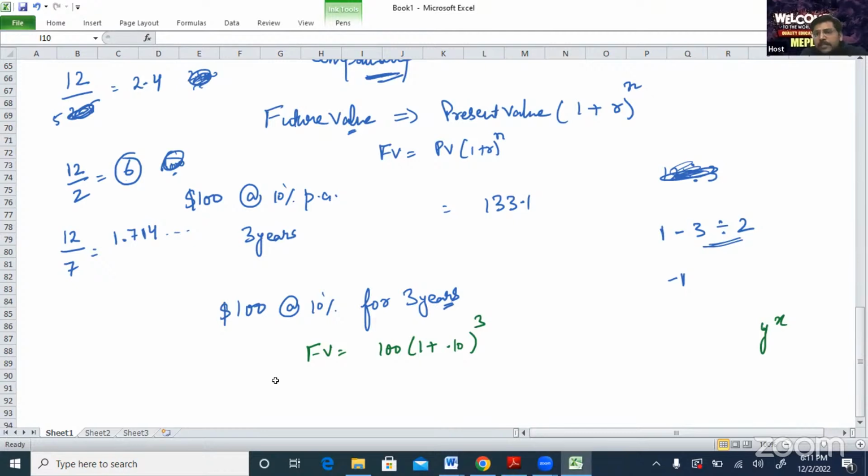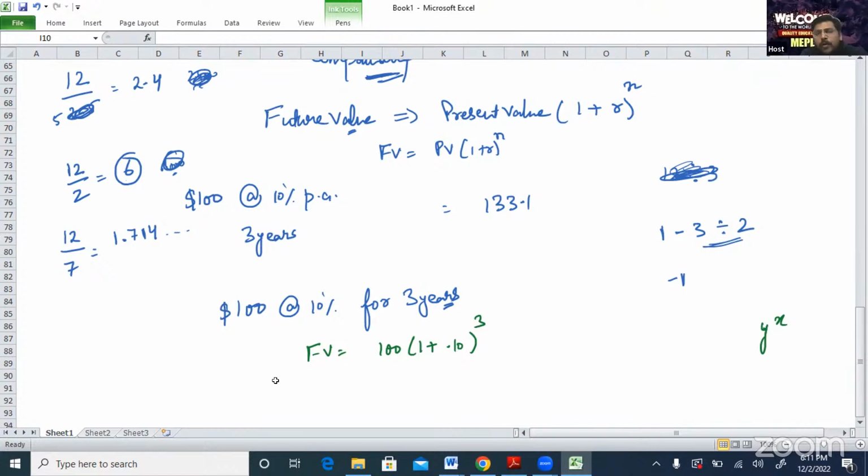Now this is 10%. Although this is 10%, you are not required to take 0.10. If you write 10, I/Y will take it as 10%. So press 10 and then press I/Y. So you can see I/Y is equal to 10. Okay, then we move forward. Then PV.